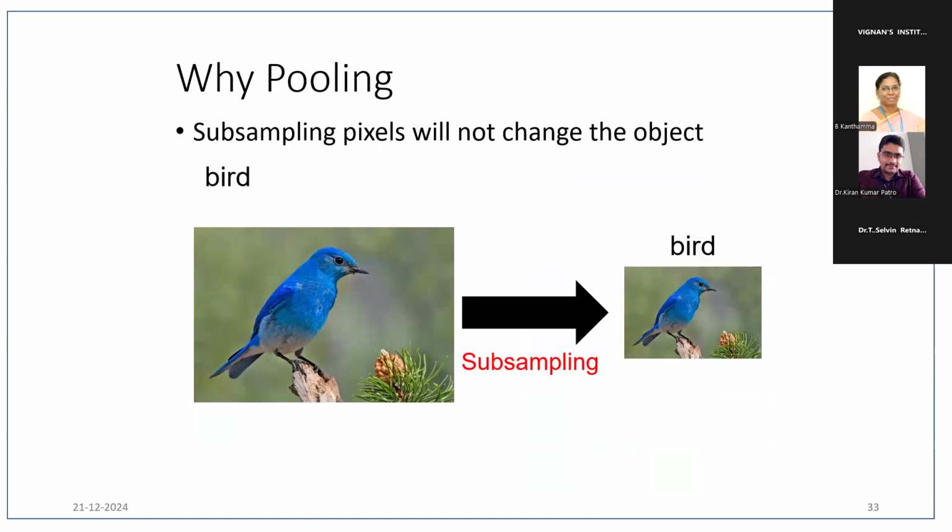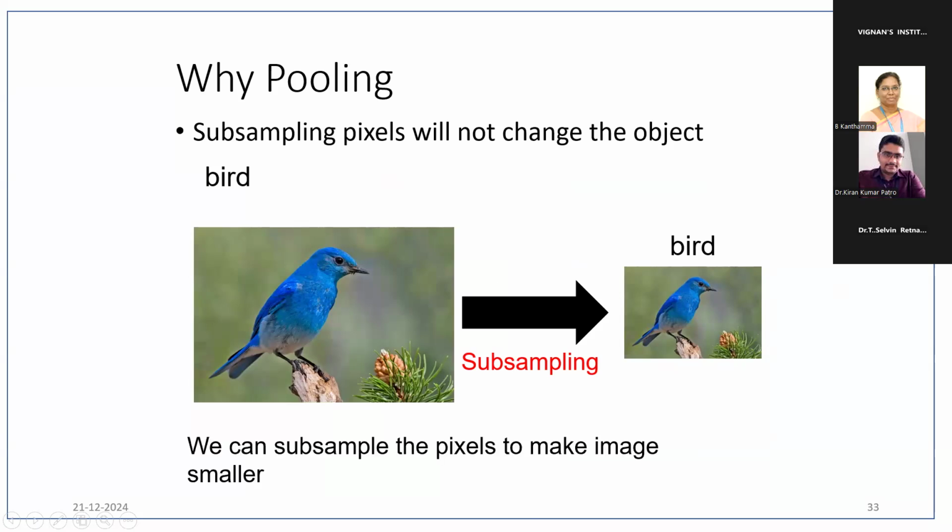See what happens when you apply pooling. Just now I told you pooling is nothing but downsampling. So suppose this is my input image. When I apply pooling, then what happens? Your image size is reduced, but the original information is not changed. So that is the advantage of pooling.